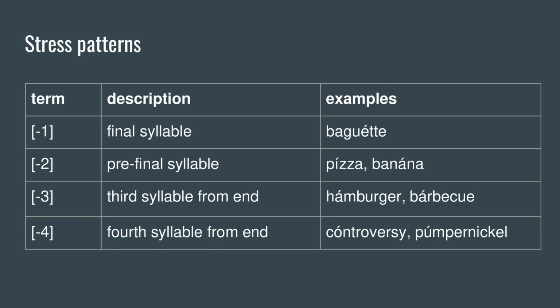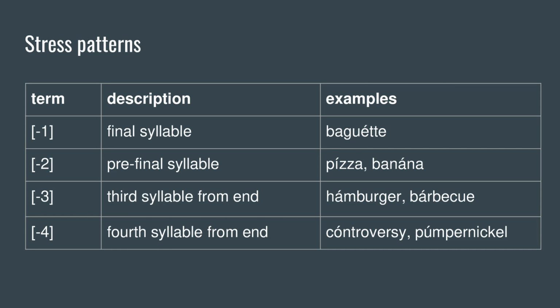When the stress is on the final syllable of a word, like in baguette, I'll call that syllable -1. It's just a convenient way to refer to which syllable position it is. -1 stress, like in baguette. You could have stress on the second from the end, like pizza and banana. You could have stress on the third syllable from the end, -3 stress, like hamburger, barbecue. I think I was hungry when I made these examples, sorry.